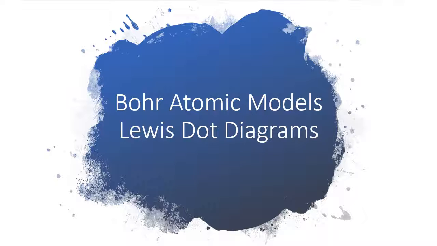So it's the Bohr atomic model that describes the placement of subatomic particles in an atom, namely protons and neutrons, which are located in the nucleus, and then electrons are found in respective electron shells that surround the nucleus. The Lewis dot diagrams are simply diagrams that show the number of valence electrons in an atom, which is just the number of electrons in the outermost shell specific to that atom.